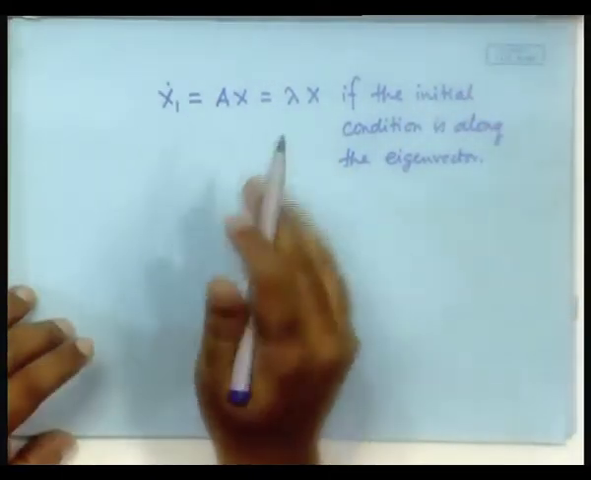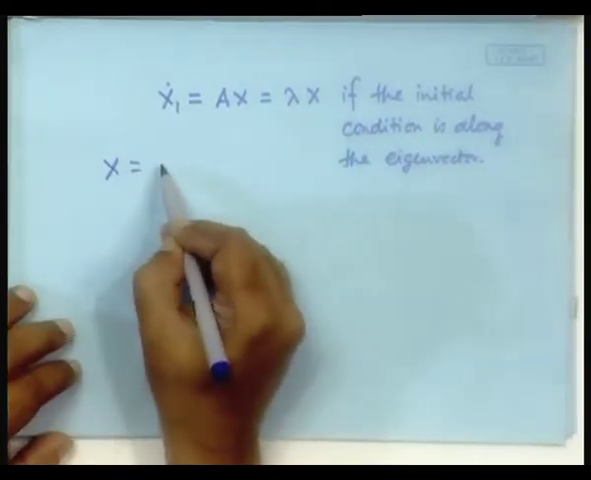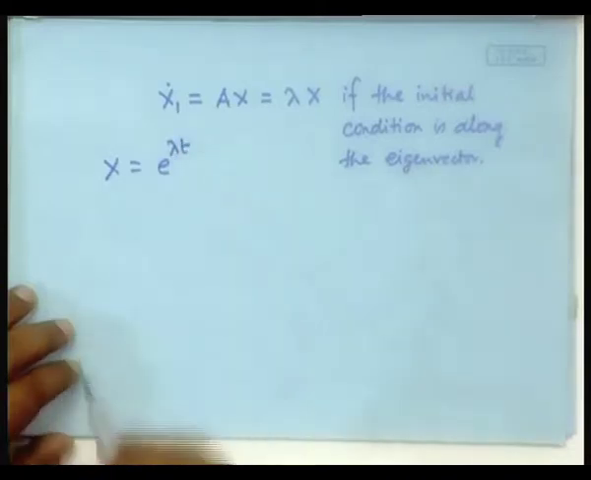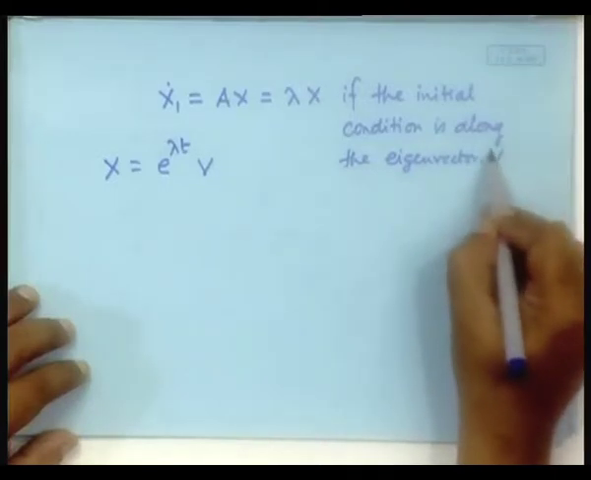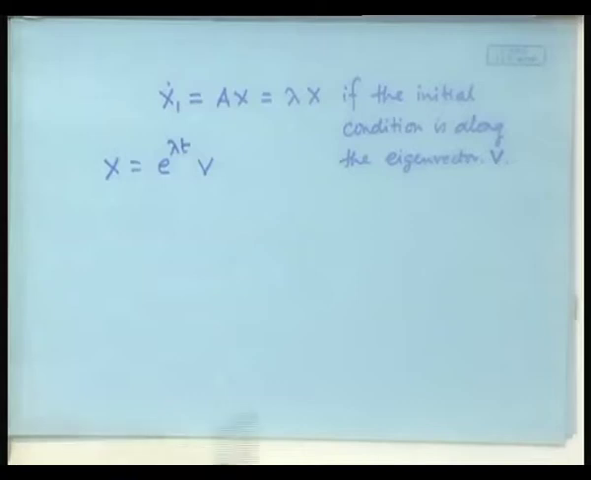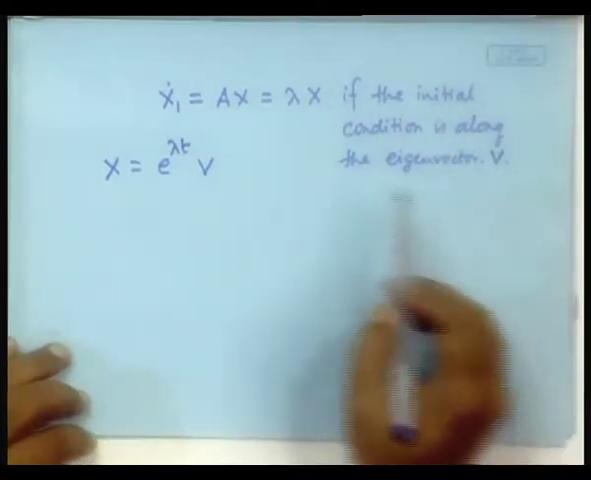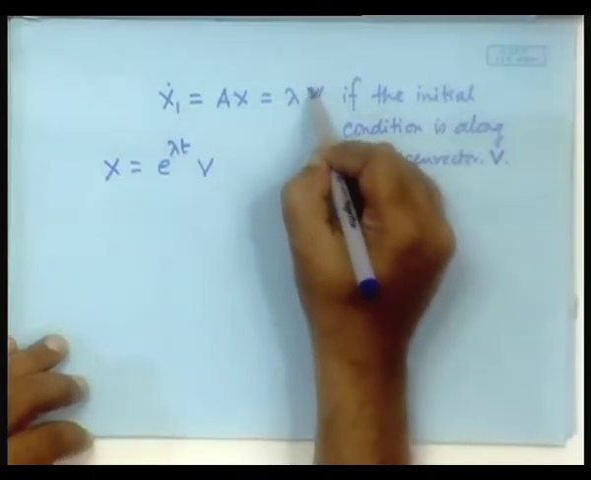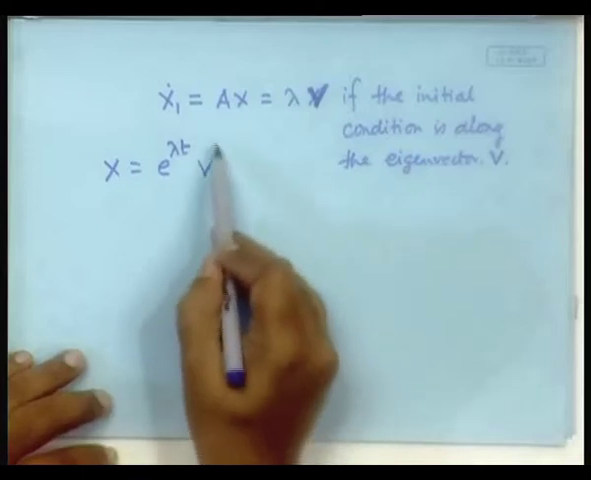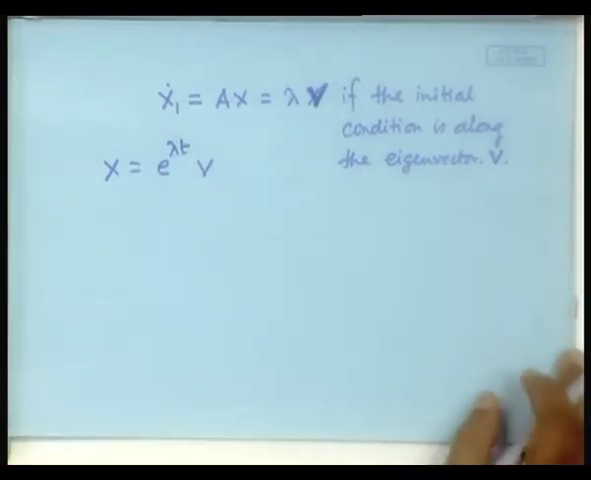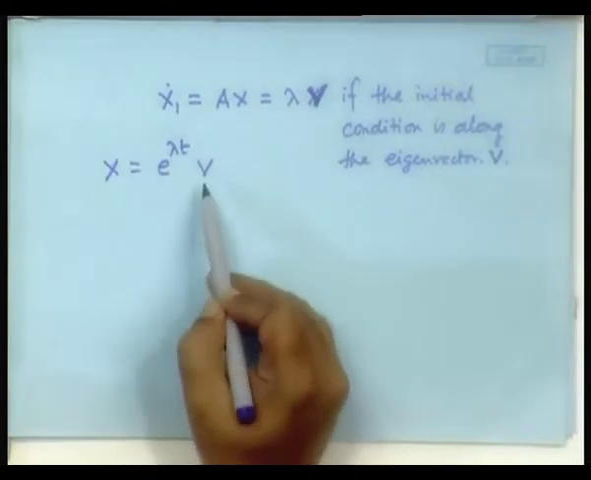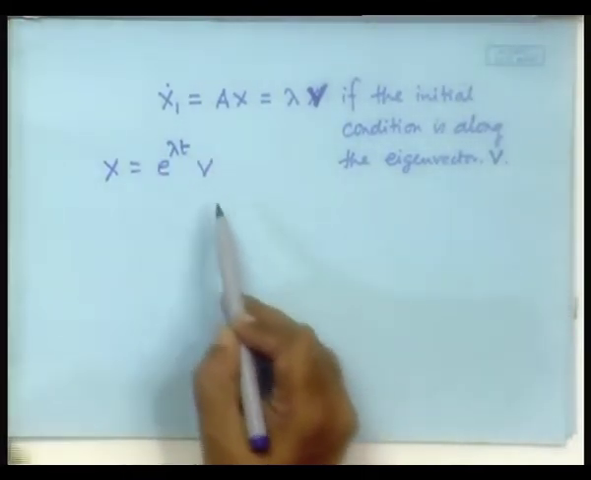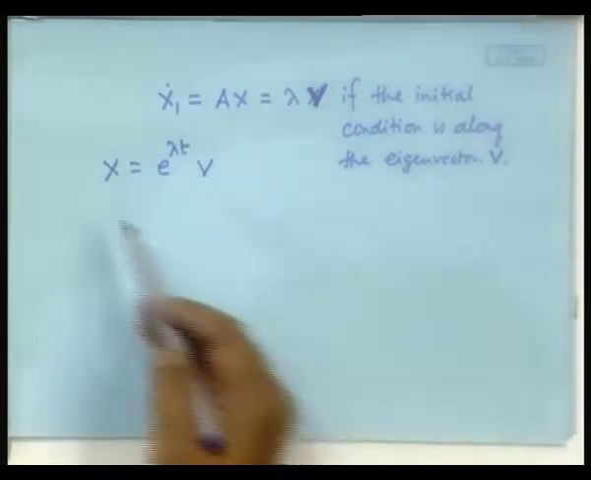But if that is true, then the solution is x is equal to e to the lambda t times the eigenvector v. So, if the initial condition is along the eigenvector v, then x dot is equal to lambda v, and then the solution is this. Good. Let's figure out this solution. Lambda is a complex number, v is a complex thing. So, this solution is also complex. What do you mean by a complex number as a solution?